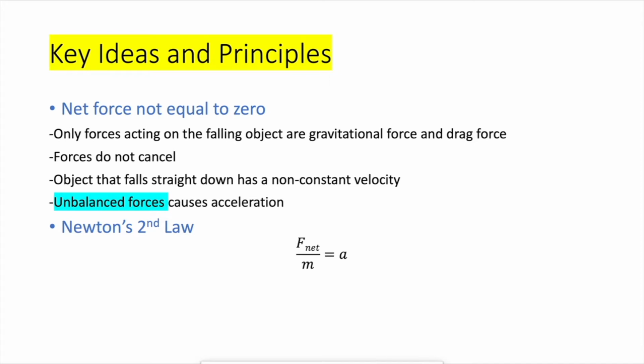This can be described by Newton's second law, which states that for an object in motion, its acceleration is equal to its net force divided by its mass, since there is an unbalanced force that causes acceleration in the downward direction.